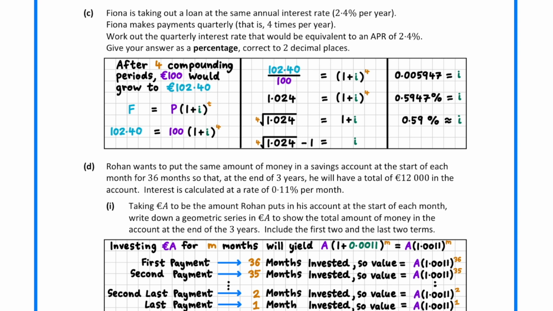102.40 is equal to 100 times 1 plus I to the power of 4. To solve for I, we divide both sides by 100, simplify the left-hand side with our calculator, take the 4th root of both sides, subtract 1 from both sides, simplify the left-hand side with our calculator, convert to a percentage, and then round to 2 decimal places.